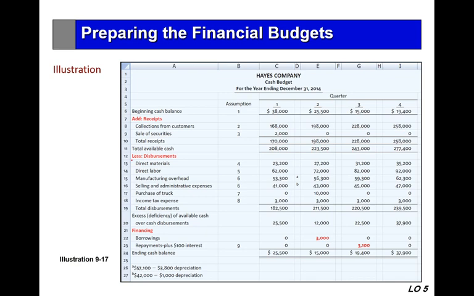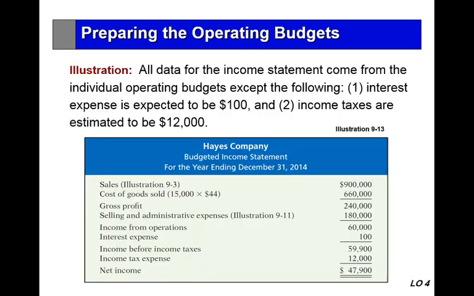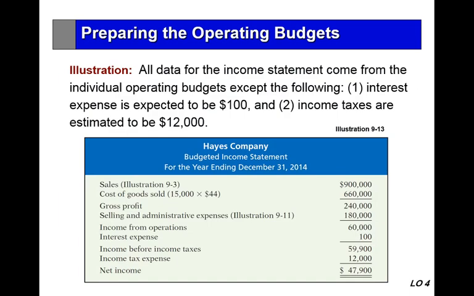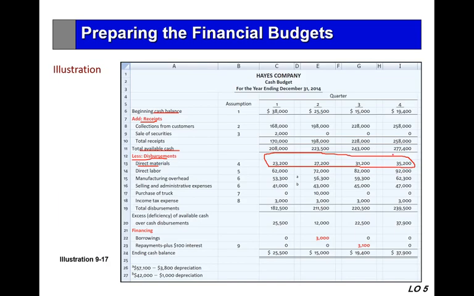Continue to cash disbursements. The total cash available is total receipts plus the beginning balance of cash. Disbursements: we have direct materials. When we purchase direct materials, we expect to pay these amounts to the vendors or suppliers. These amounts come from the previous schedule. In the previous video, we had the expected payments to the vendors or suppliers: 23,200 in the first quarter, 27,200 in the second quarter. Here we have these amounts.